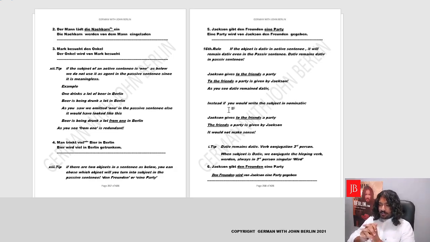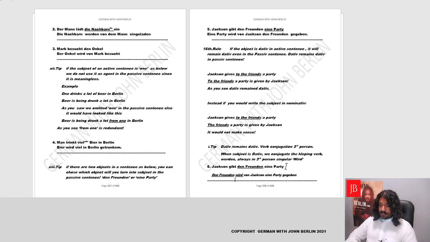Let's have a look. The sentence says: Jackson gibt den Freunden eine Party. The highlighted word is den Freunden. It's dative. As per the rule, dative remains dative. So when we made it into the subject, it remains den Freunden. I did not write die Freunde in nominative, because I wanted it to be "to the friends." That's den Freunden. Then we'll use the verb werden.